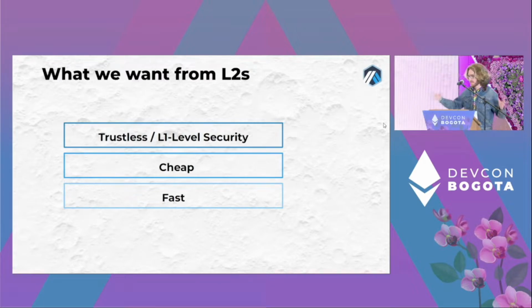There's all sorts of ways it could potentially be improved at layer 2, but notably we want it to be cheaper, because when layer 1 gets congested, it gets expensive. And we would also like it to be faster, because when layer 1 gets congested, it becomes slow. So an ideal layer 2 would do all of those things.